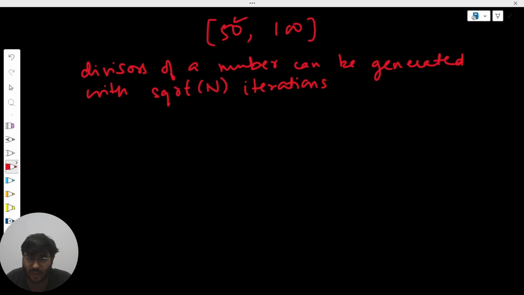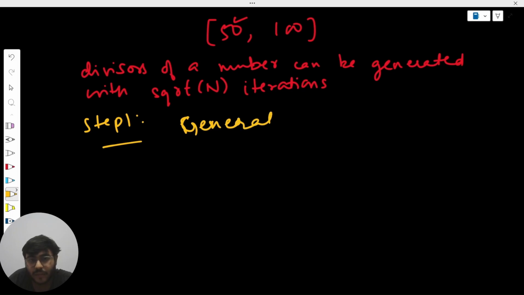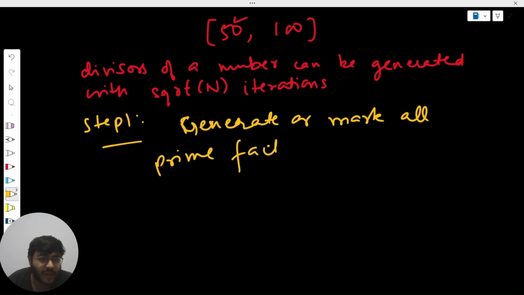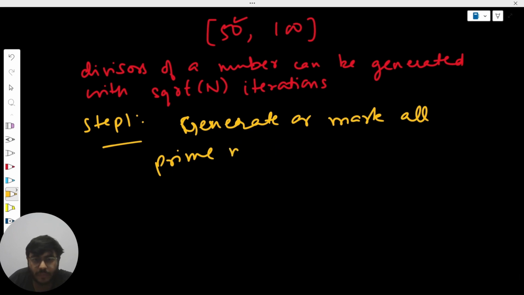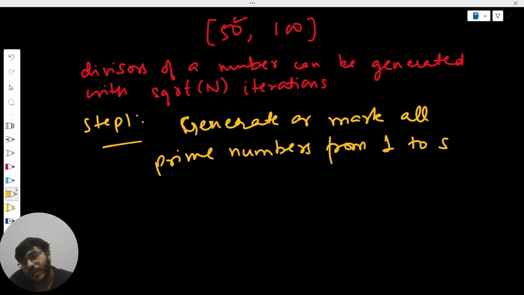So segmented sieve starts in a similar way. What we do is, first of all, we mark all the primes from 1 up to sqrt of R. Step 1 is to generate, or let's say mark, all prime numbers, not prime factors, basically prime numbers from 1 up to sqrt of R.